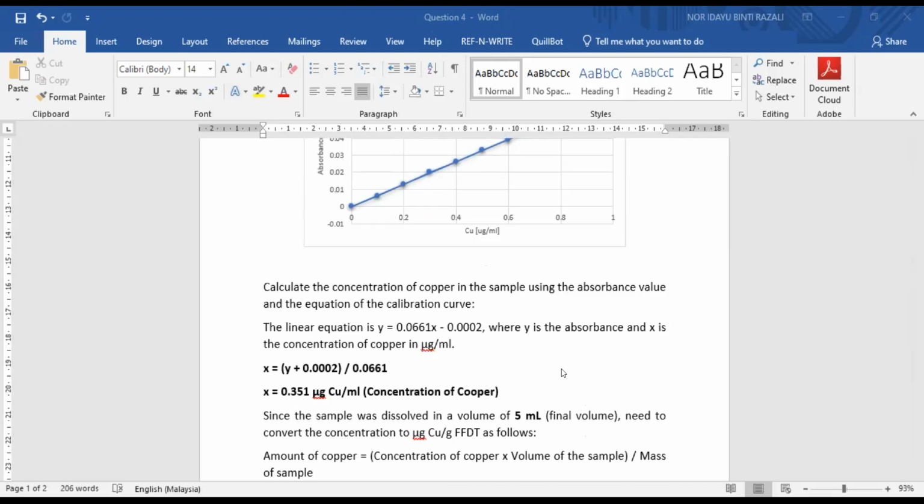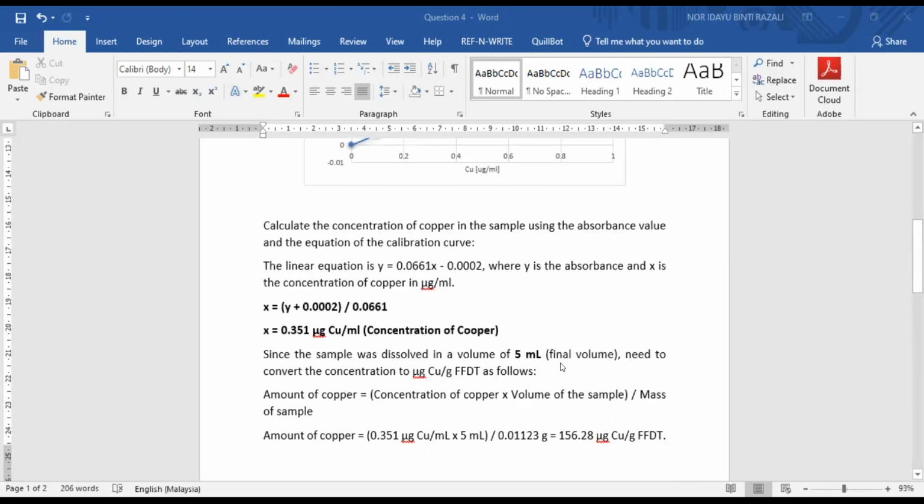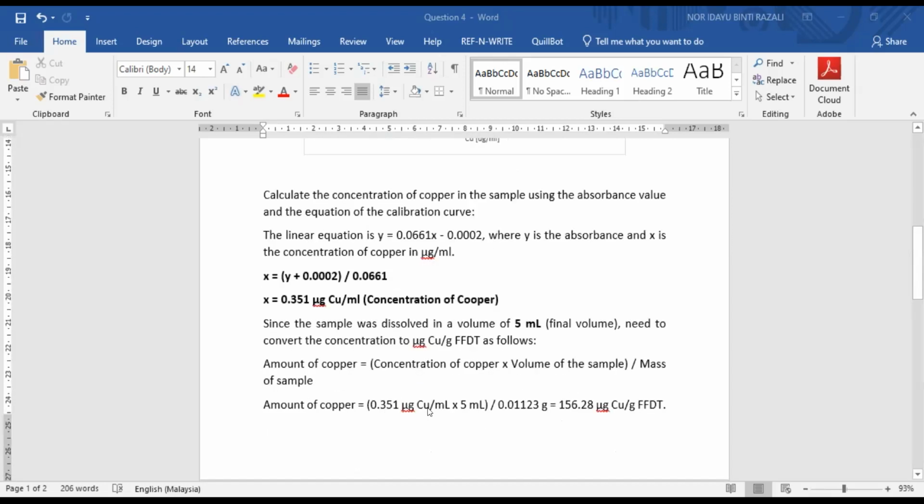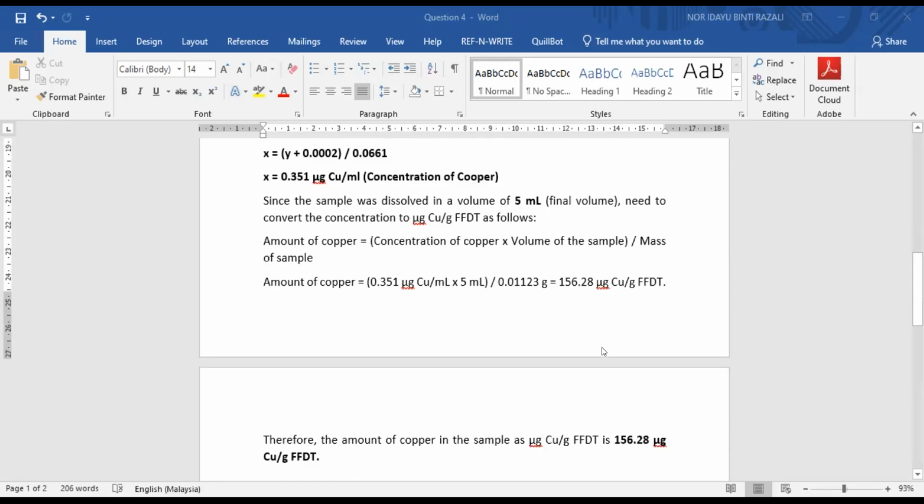Since the sample was dissolved in a final volume of 5 ml in the volumetric flask, we need to convert the concentration to microgram as follows. The amount of copper equals the concentration of copper times the volume of sample divided by the mass of sample. The amount of copper is 0.351 times 5 ml divided by 0.01123 gram. So the final answer is 156.28 microgram copper per gram FDT. This is the amount of copper in the sample.